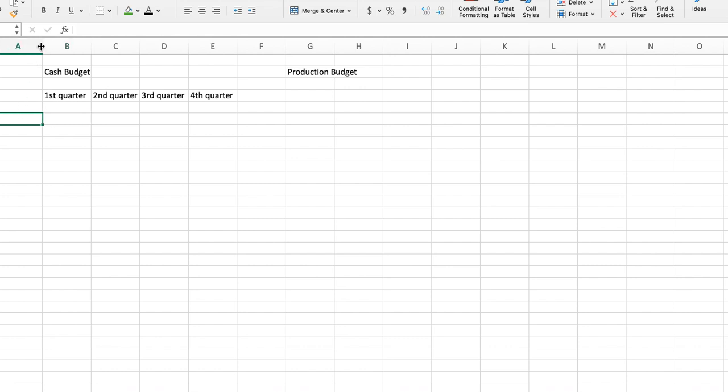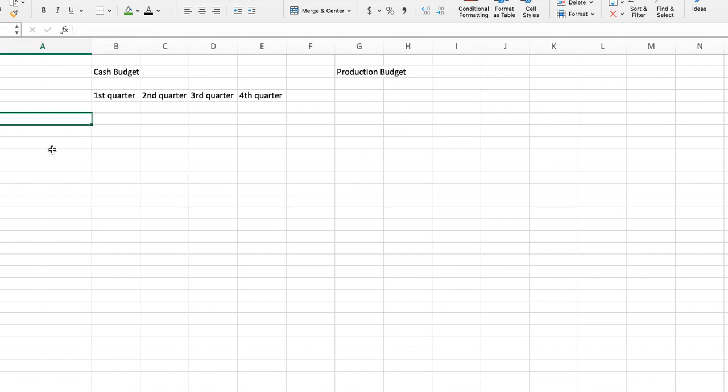One thing to keep in mind with your cash budgets: I started to change my mind, but now I'm going to go ahead and do this one. You have cash receipts and you have cash disbursements.